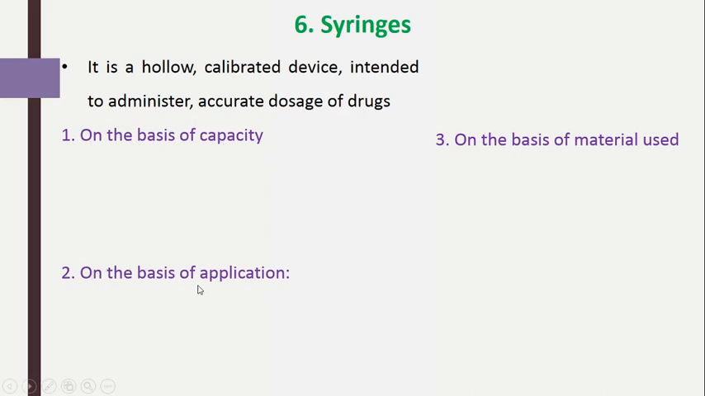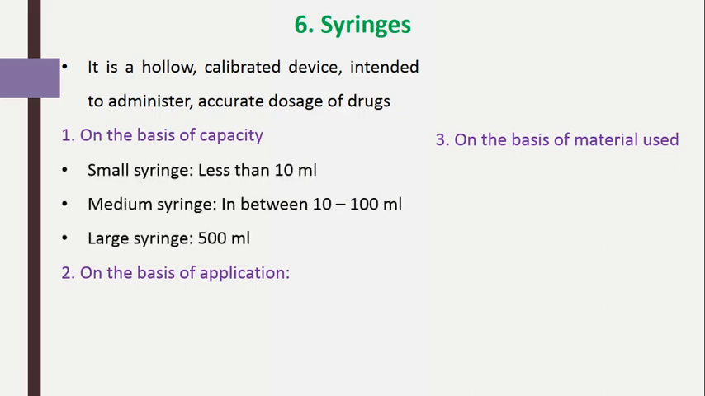Second, on the basis of the application where it is used, and the third on the basis of the material used for the manufacturing of the syringes. So we'll see the first one. On the basis of capacity, the syringes are classified into 3 classes: small syringes, which have less than 10 ml capacity; medium syringes, with capacity between 10 to 100 ml; and large syringes, with a capacity of about 500 ml.